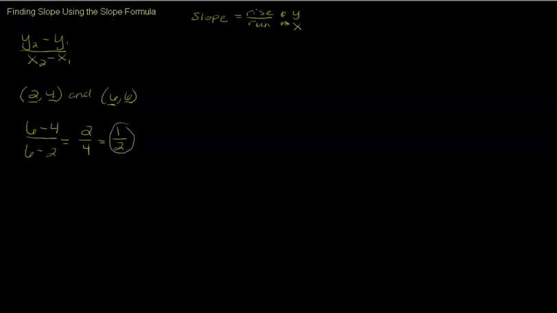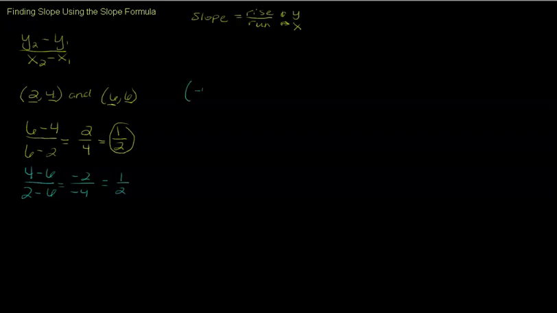Now, I could have done 4 minus 6, so the first y over the first x minus the second x. That would be -2 over -4. If they're both negative, then that means it's a positive. So it ends up being the same no matter what, but you have to go in the same order for both of them. All right, so let's look at another one.